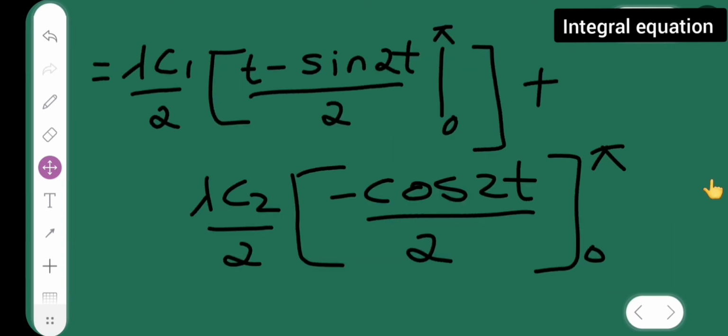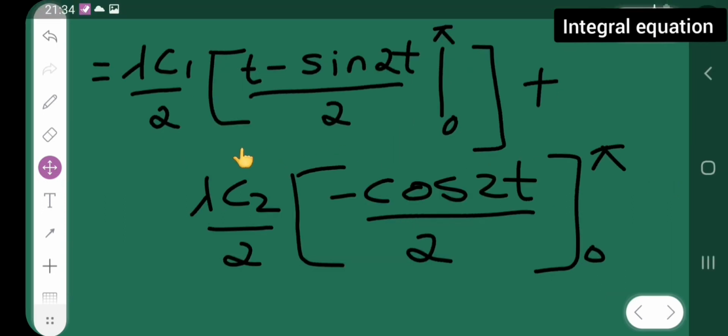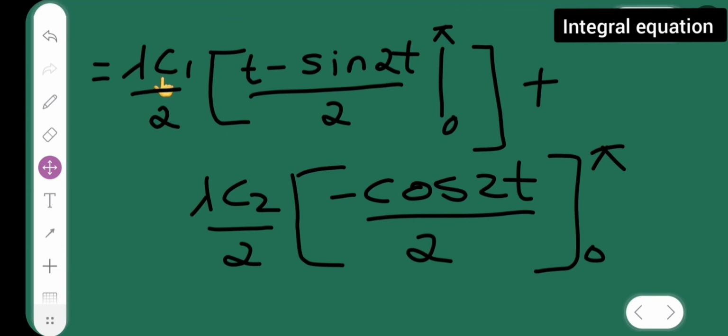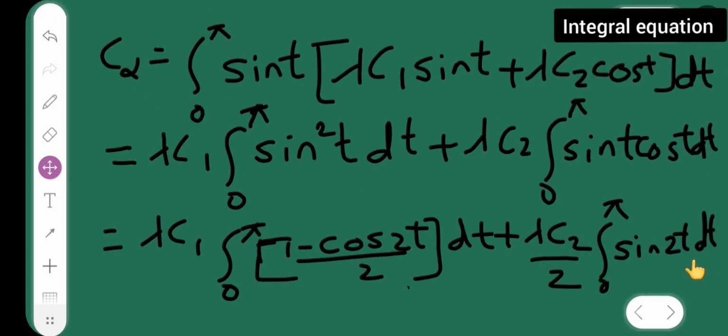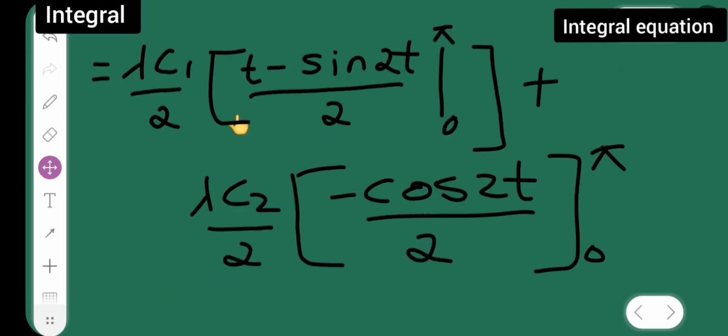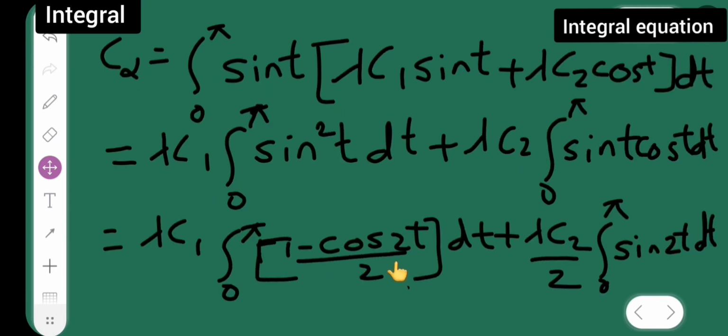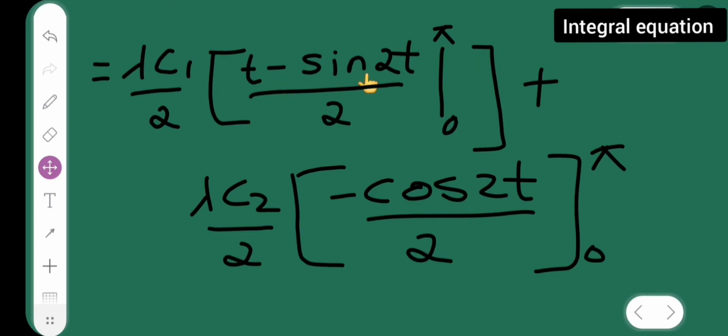I'll turn the page. Now what I'm going to get is lambda c1 upon 2, which I have taken outside. Then I'll get t minus sine of 2t upon 2 from here, integrating this with respect to t, and the limits are 0 to pi. Plus what?